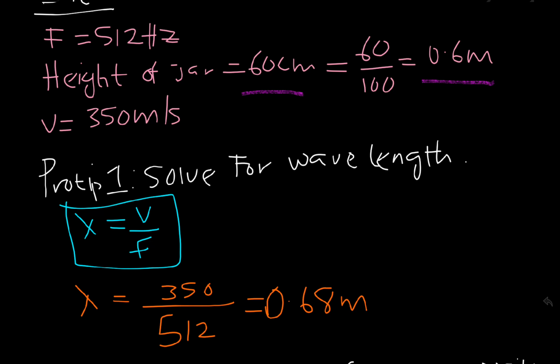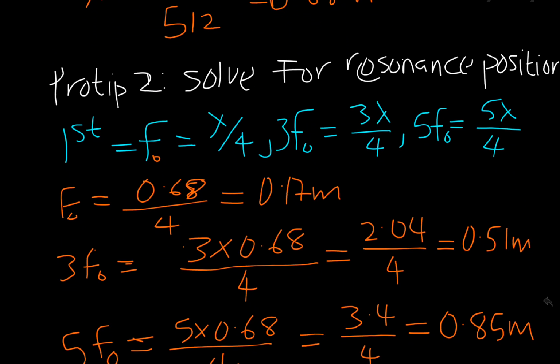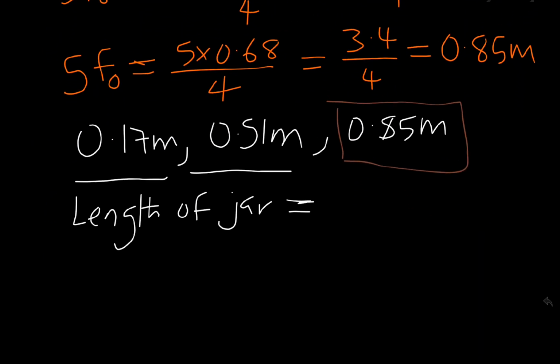So the possible resonances here are 0.17 meters and 0.51 meters, which are less than 0.6 meters or 0.60 meters. But anything greater than 0.60, like 0.85, is not part of the resonance because it is greater than the entire length of the jar.